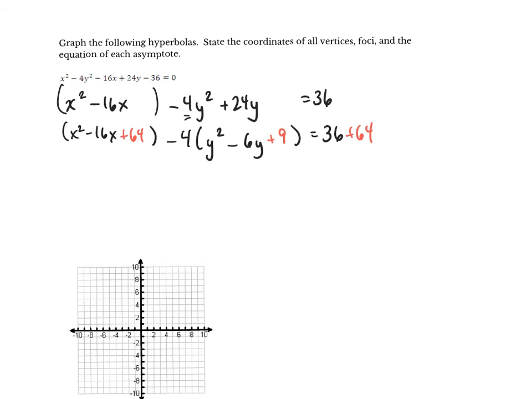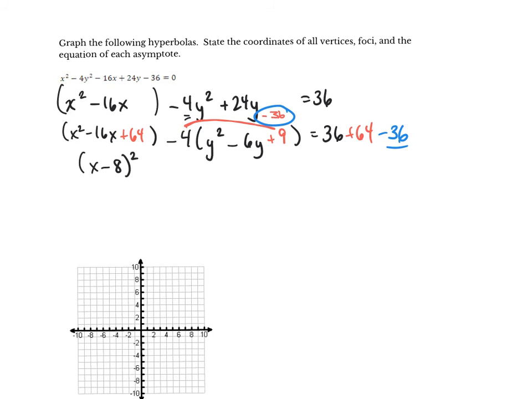But you have to be very, very careful because this 9 is inside the parentheses with this negative 4. So adding a 9 inside the parentheses is really like subtracting 36, because negative 4 times 9 is negative 36. And that's a key thing when you're doing these complete the squares. For an ellipse, we just had to multiply by the number. Now it's a negative number. So I will have to subtract 36 from both sides. Because I'm doing it to this side, I have to do the same to this side.